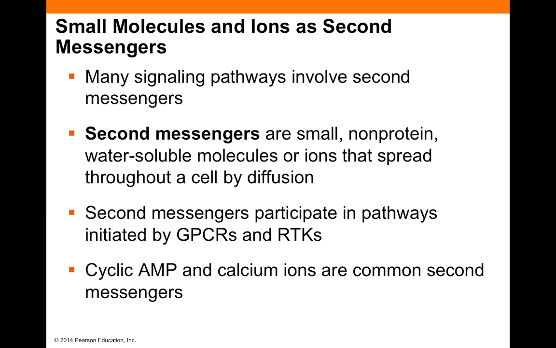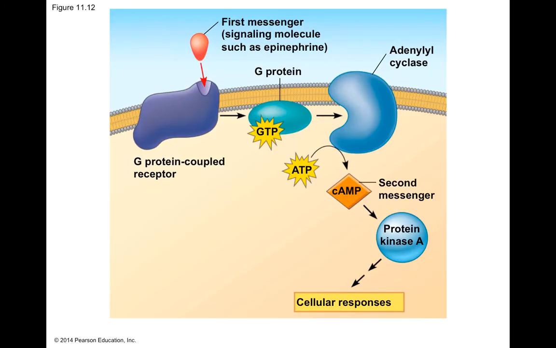Another type of signal transduction pathway is the use of second messengers. If the initial ligand is considered the first messenger, and this molecule can't get into the cell to deliver the message itself, then it needs to rely on other molecules to deliver the message for it. These molecules are called second messengers. Common second messengers are cyclic AMP and calcium.